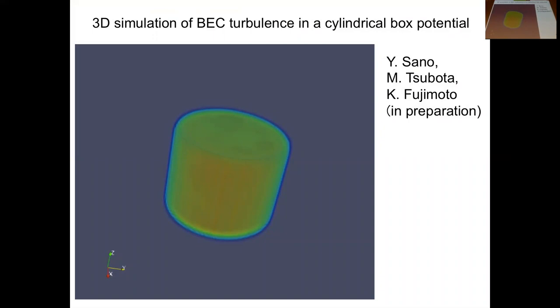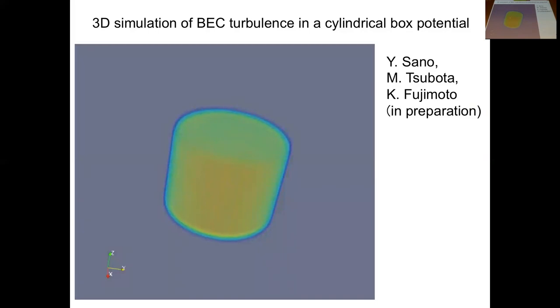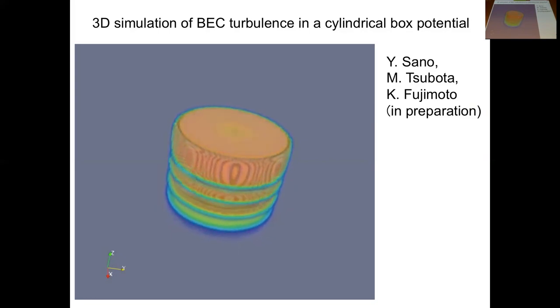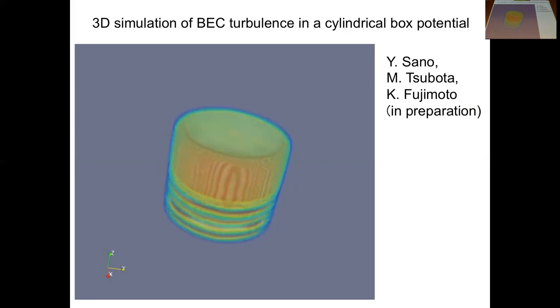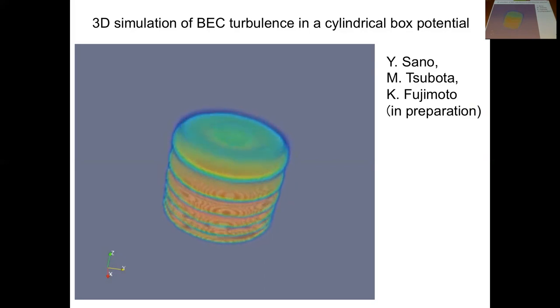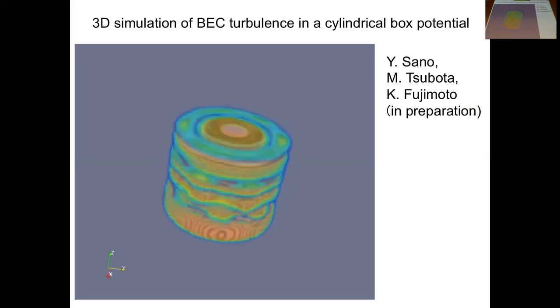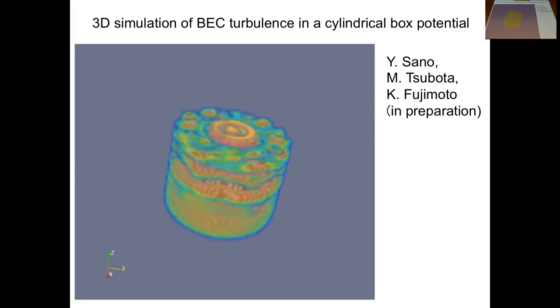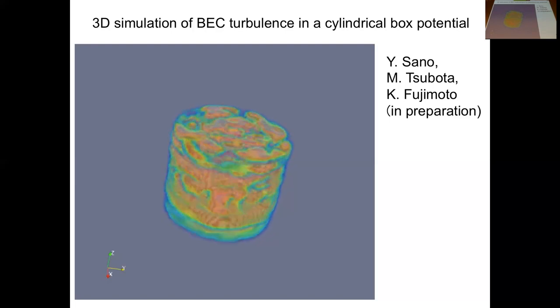3D simulation of BEC turbulence in a cylindrical box trap. So this is very close to the recent research of the Cambridge University experiments. This is a Gross-Pitaevskii simulation. After starting the condensate, this kind of instability occurs, and then gradually this part becomes turbulent like this. So this is closely related with the experiments by the Cambridge group. I will discuss this problem in the latter half of my talk. This is the current state.